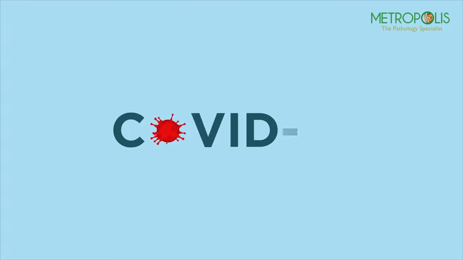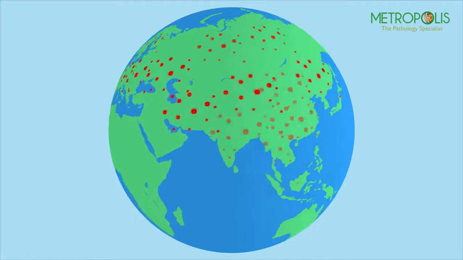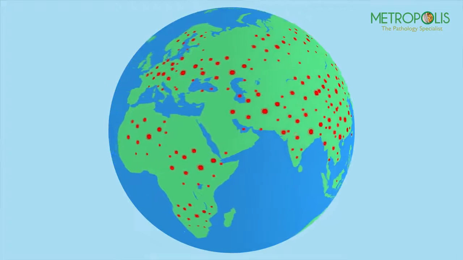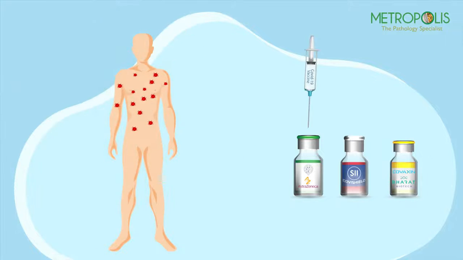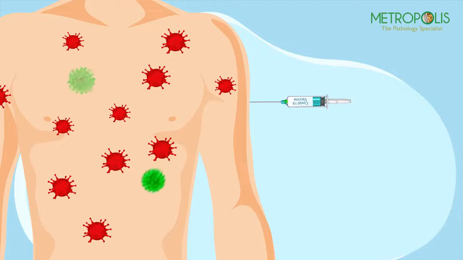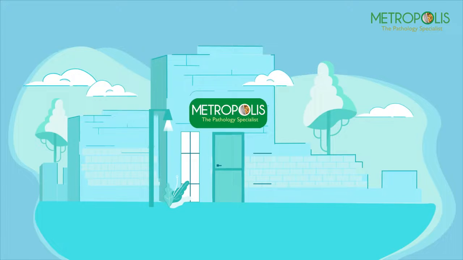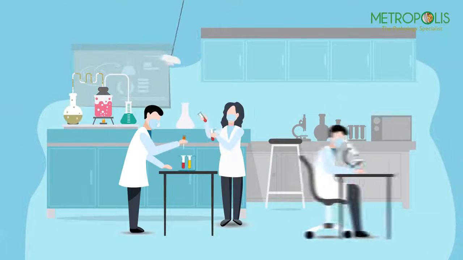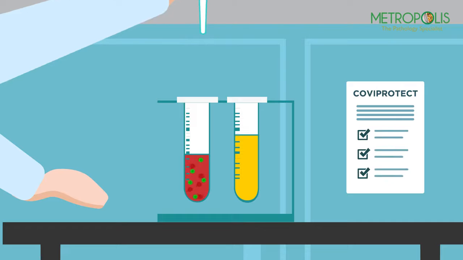The COVID-19 pandemic caused by the SARS-CoV-2 virus continues to evolve globally, with the most recent development being the availability of vaccines. Vaccines help us by protecting against the SARS-CoV-2 virus infection by inducing specific antibodies. We at Metropolis have launched a robust quantitative test for antibodies to the SARS-CoV-2 spike protein named COVIPROTECT.